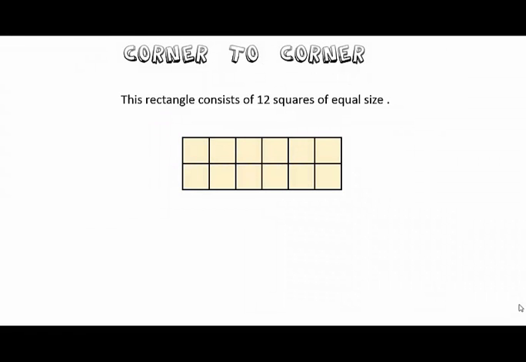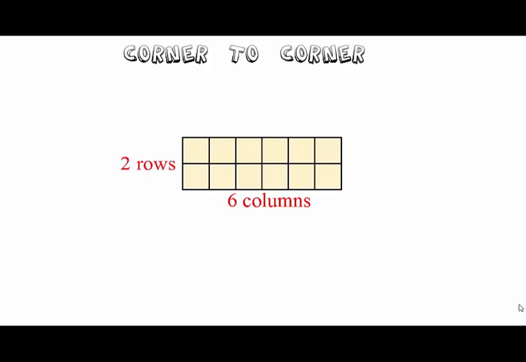In this video, we will investigate a well-known problem. It involves counting the number of squares a diagonal of a rectangle passes through. Look at the rectangle on the screen. It has 12 squares of equal size. It has 2 rows and 6 columns.